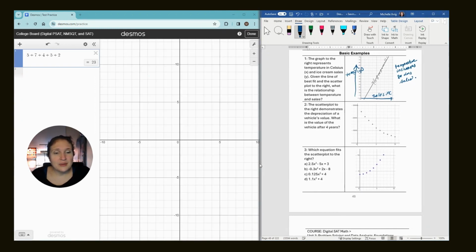The scatter plot to the right demonstrates the depreciation of a vehicle's value. Depreciation, I'm sure you've heard this, like never buy a new car. I did. I bought my first new car. Literally when you drive off the lot, your car goes down in value a couple grand. It's insane. So this is what this graph shows. And then eventually it doesn't drop by such huge numbers. What is the value of the vehicle after 4 years?